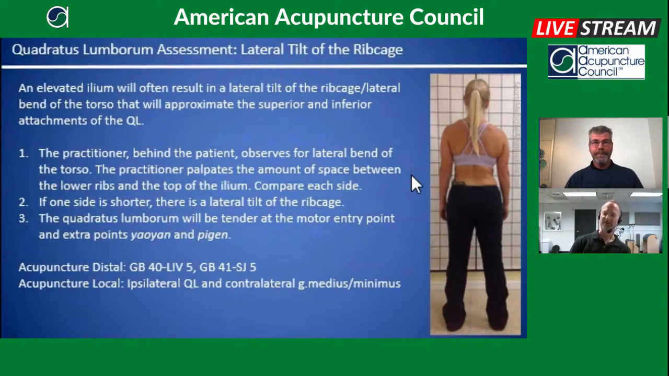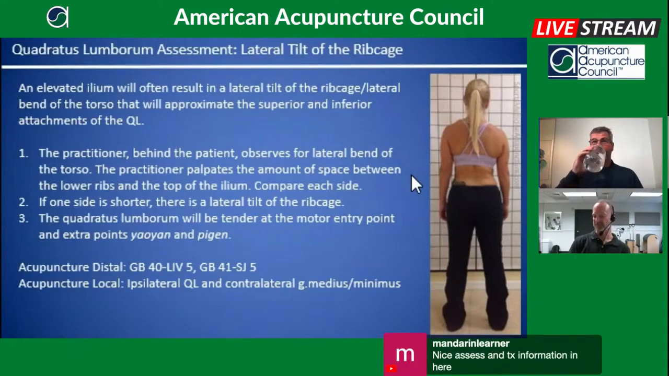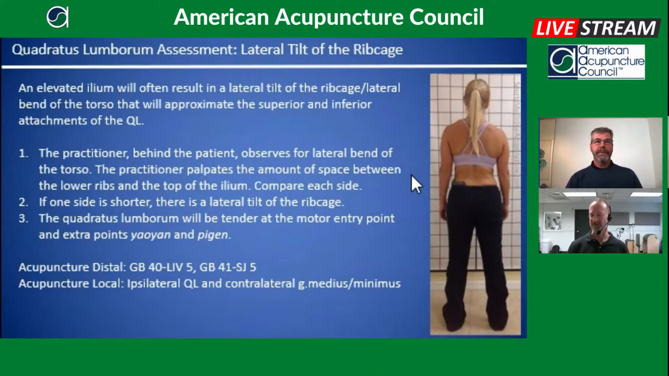Brian, you want to chime in on this at all? Yeah, in this particular image, it looks like really more just lateral tilt without so much of an elevated ilium. A little tricky to tell, right? We'd have to almost get in there and get our fingers on and make sure that what we're seeing on the exterior surface matches. But just glancing at it, I don't see a whole lot of elevation of the ilium in this particular person, but more about the lateral tilt, more about that 12th rib being pulled down.